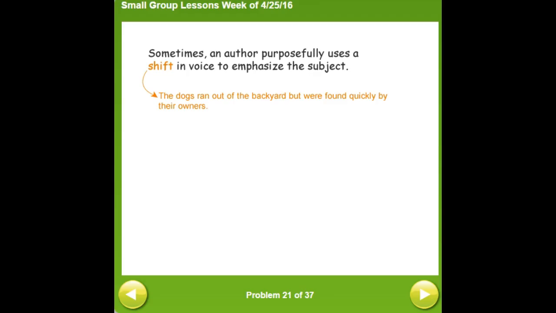If we write the sentence all in the same voice, the dogs ran out of the backyard, but their owners found them quickly, the sentence is suddenly about the owners instead of the dogs. It's okay to shift the voice in the sentence if you're doing it purposefully to emphasize the subject.